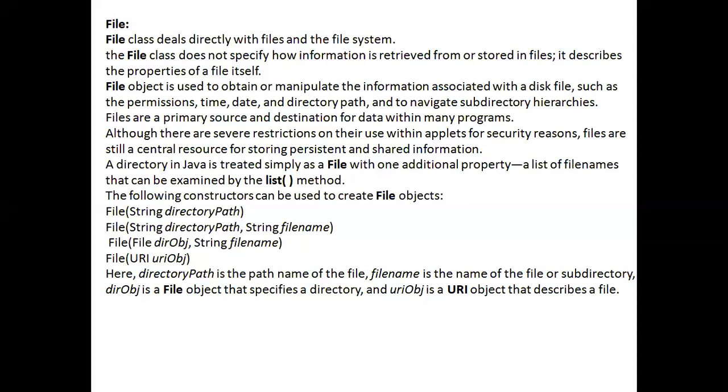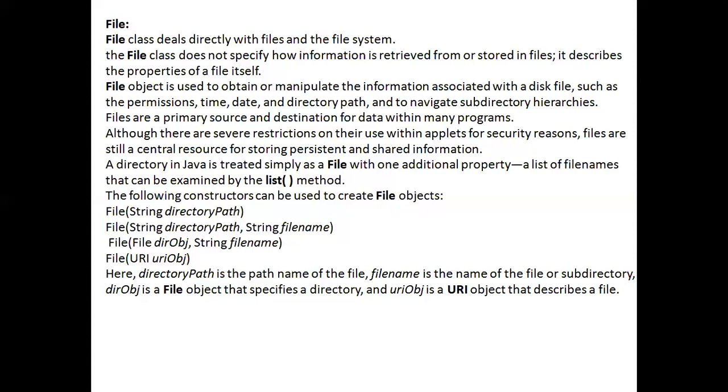A directory in Java is treated simply as a file with one additional property, a list of file names that can be examined by the list method. So a list of file names will be there under the directory that can be examined by using the list method. Some of the File constructors are File(String directoryPath), File(String directoryPath, String filename), and third, File(File dirObj, String filename).